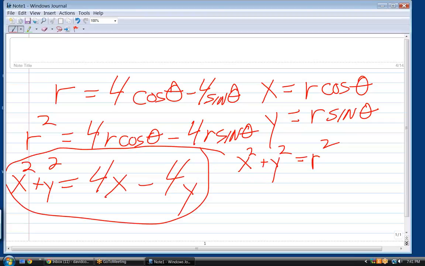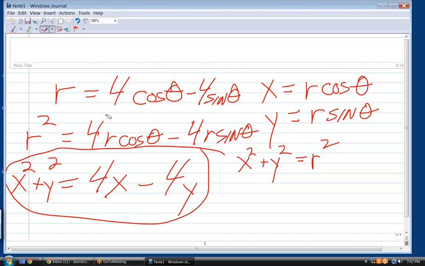You could put these in standard format. I don't know if they want it in standard format or if what I have circled there is sufficient. It doesn't say, so it should be sufficient. As long as we can get rid of all the thetas and the r's and end up with nothing but x's and y's, we've done our job.